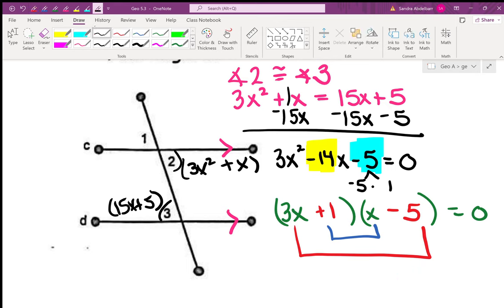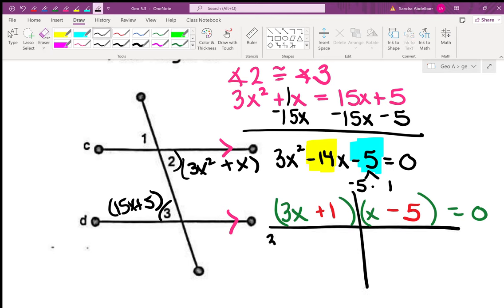3x times negative 5 is a negative 15x. 1 times x is 1x. Negative 15x plus 1x is negative 14x. Isn't that what we wanted? Yeah, so now we got our factors correct. Now we just solve. We got our factors correct, now we solve.